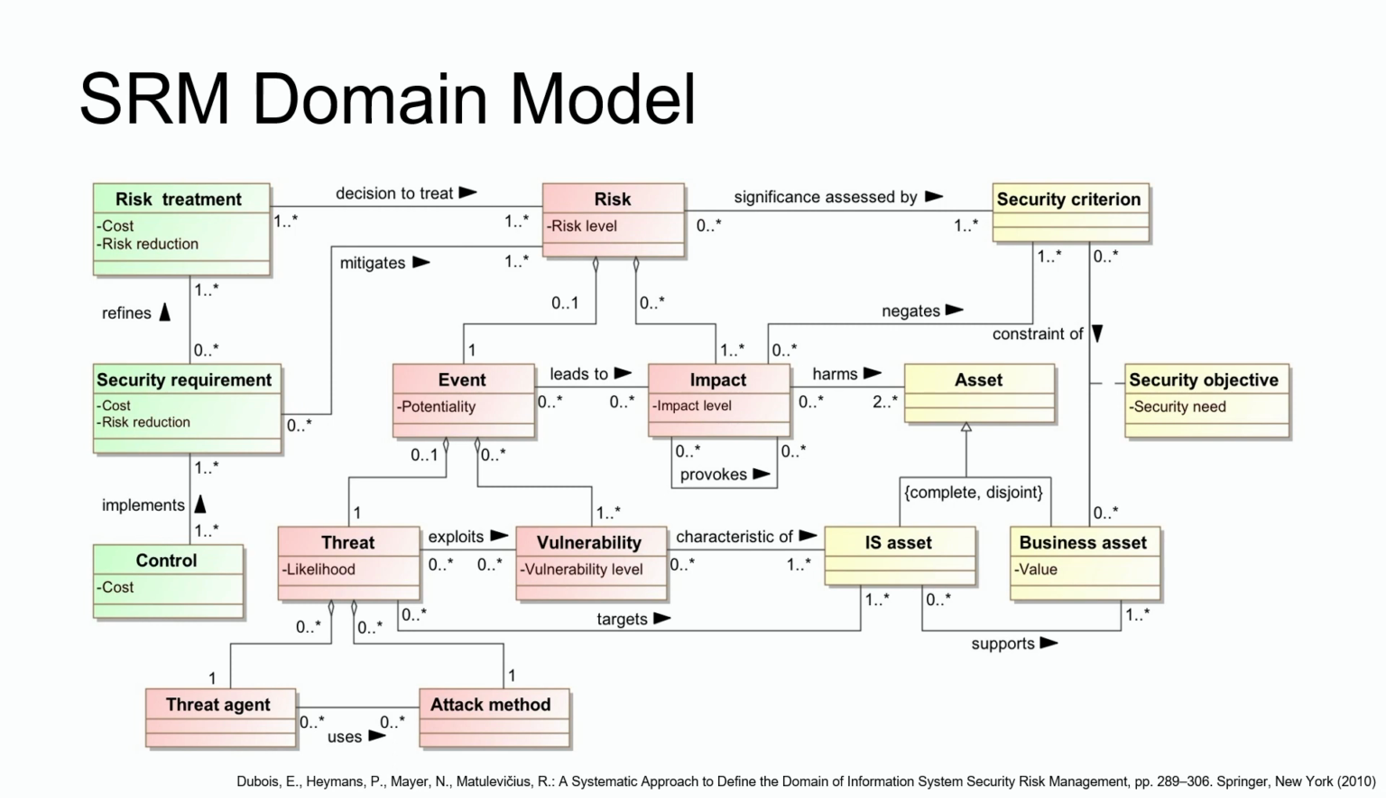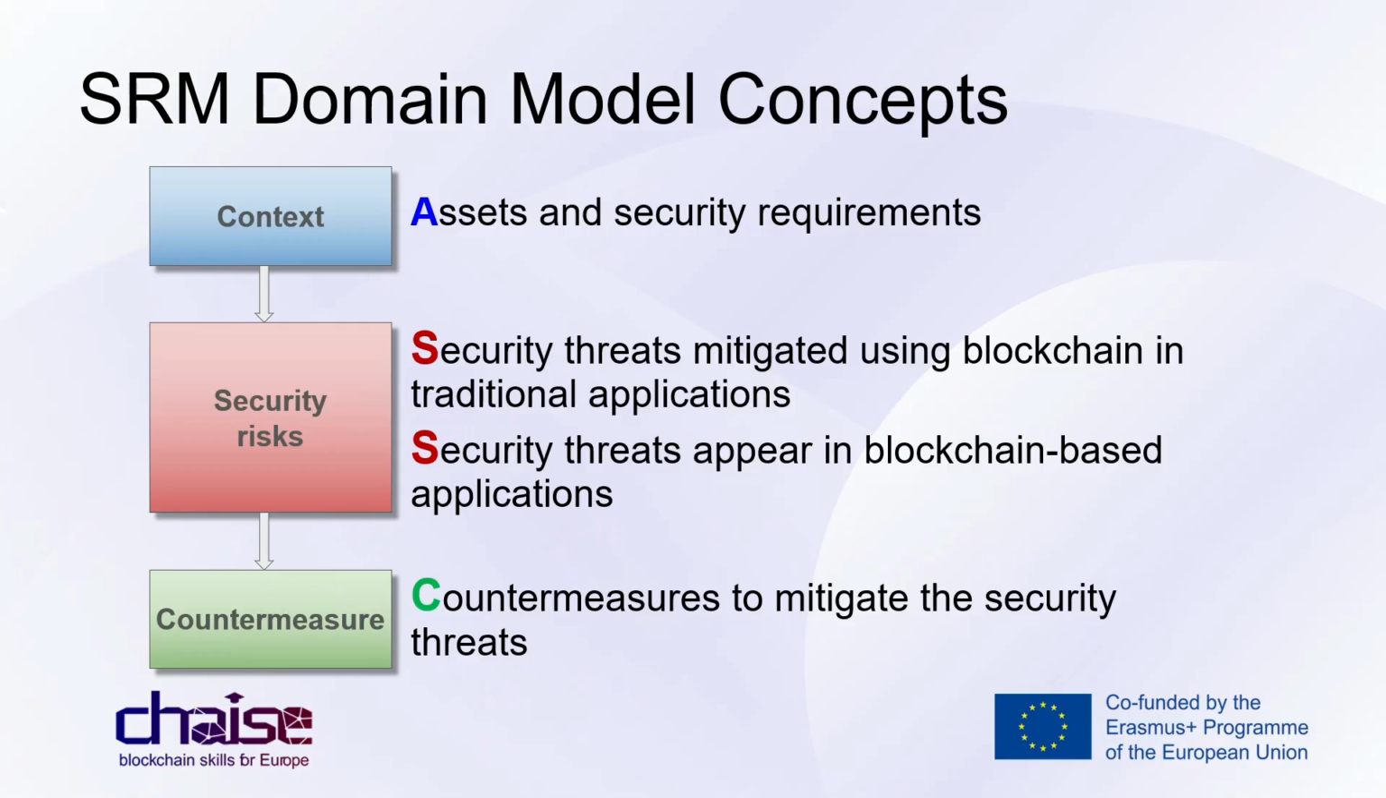Risk treatment related concepts present decisions to treat the security threats by defining the security requirements. Security requirements are implemented as the security controls. For example, countermeasures implement the requirements that mitigate the security risk. The security risk management domain model explains the relationship among assets, risks, and risk treatment related concepts that establish a process combining different activities to perform the security risk management.